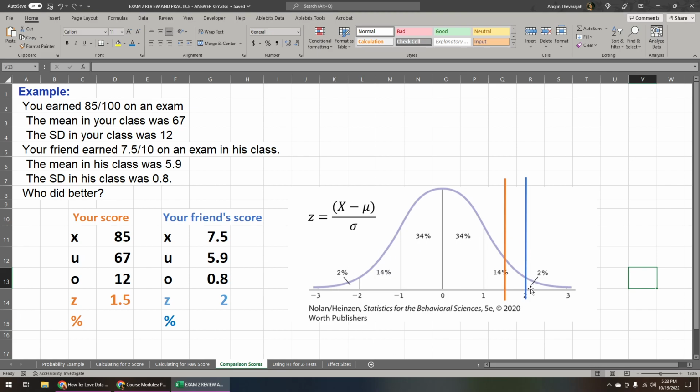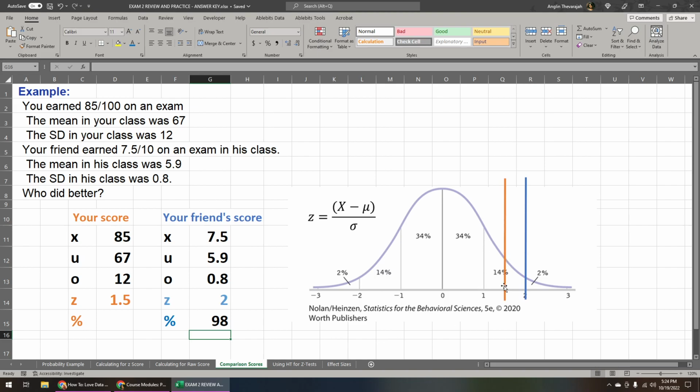So to do the percentile, you just want to add your percentages up until the point where you come to that line. So you want to add 2%, 14%, 34%, plus 34% plus 14%, right? And you should get roughly 98% for your friend's percentile score. Or you could have also done 100 minus 2 because the 2% is at the end tail here. But essentially, we're looking at 98% for your friend.